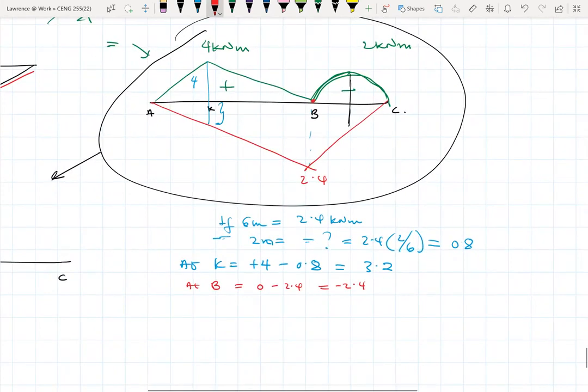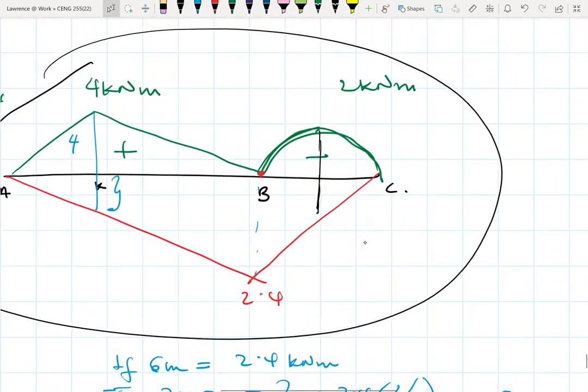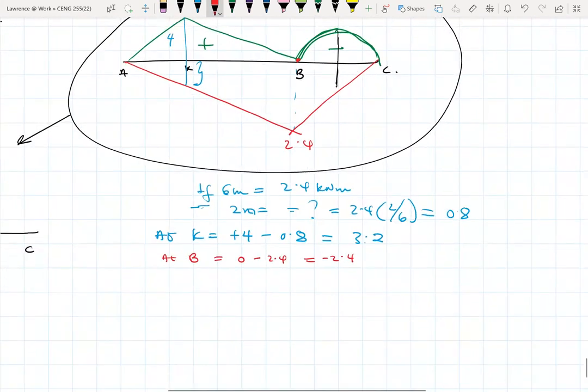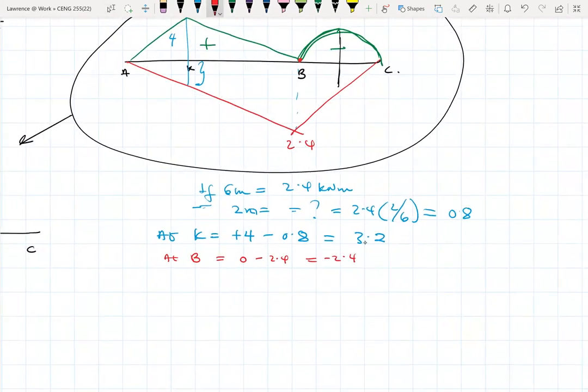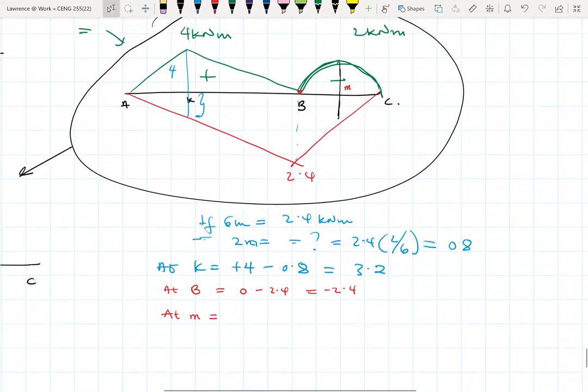Now, here we know the height at midspan. Let's call it M. At M, at midspan, the positive is 2. The negative will be half of 2.4, which is 1.2. So 2 minus 1.2 will give us 0.8.